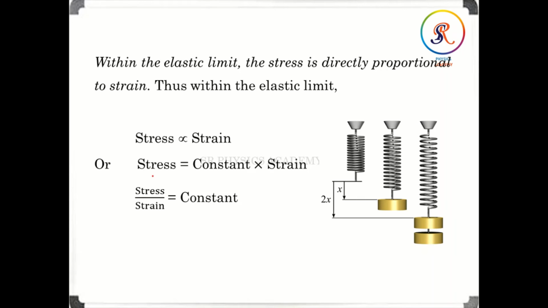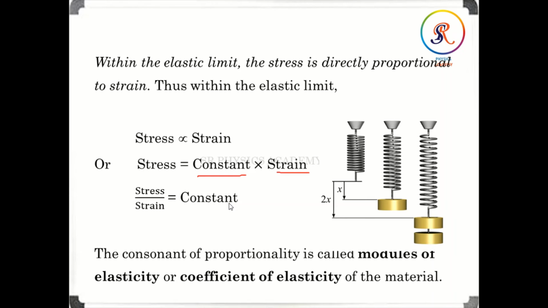So now we can say stress equals a constant, because after removing the proportionality, some constant will come. So stress equals constant into strain. If we want the constant value, then stress by strain equals constant. The constant of proportionality is called the modulus of elasticity or coefficient of elasticity of the material.